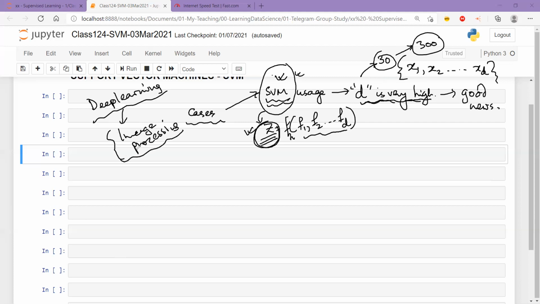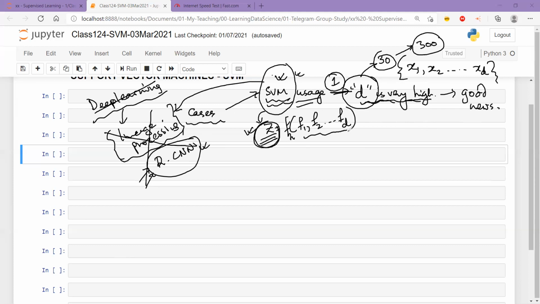SVM is actually used in one such case related to image processing, which is also known as a regional convolutional neural network. We are going to talk about it later on. Please don't take this seriously right now. We may not know what this is, so let me just cross it out. But SVM has a variety of applications, especially where d is very high. This is not to say that you cannot apply SVM where d is small, but SVM usage is more important.